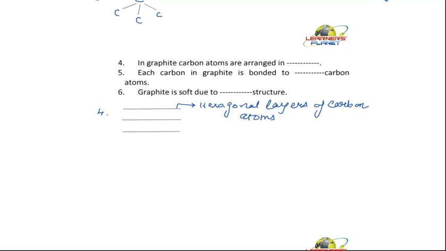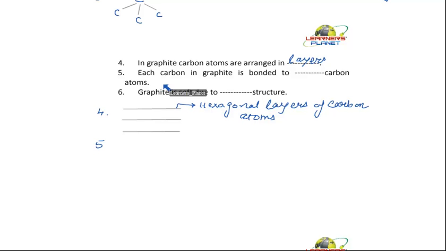Okay, so in graphite the carbon atoms are arranged in layers. So that is why, students, graphite is very, very soft, because these hexagonal layers can slide over one another.